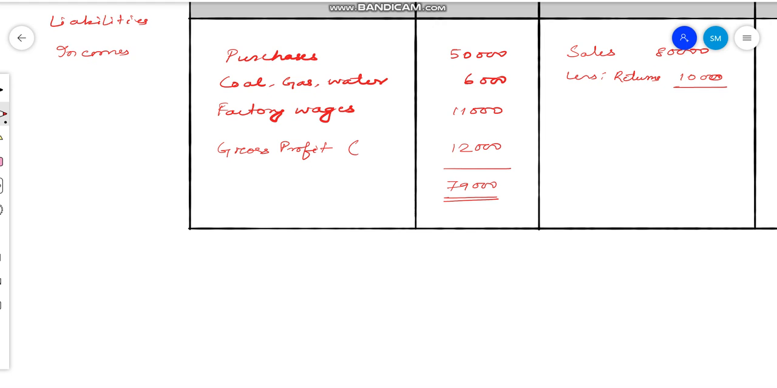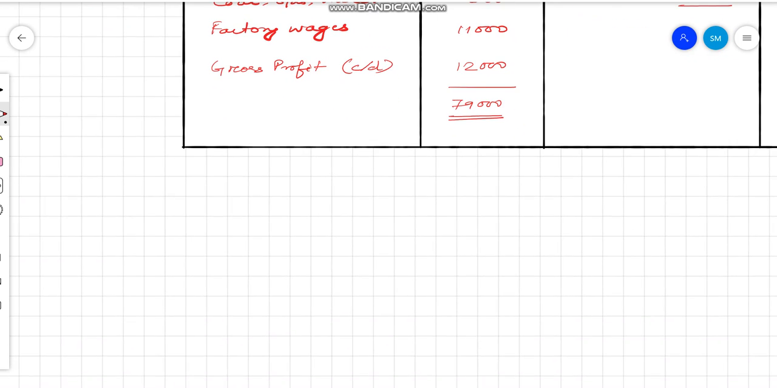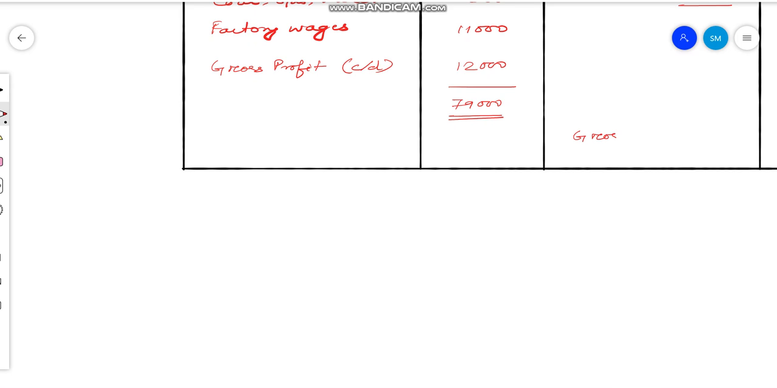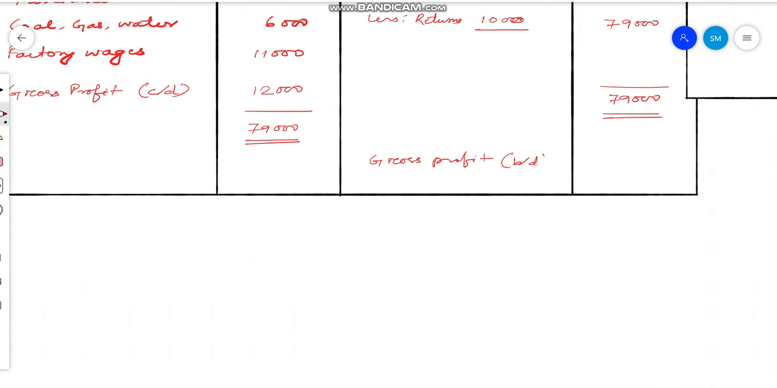Now this gross profit is carried down as a balance to the next account. In the next section, we will be recording all sorts of office expenses. So here I will bring down this gross profit, like in your ledgers when you do the balancing figure and bring it down. So this is your 12,000.